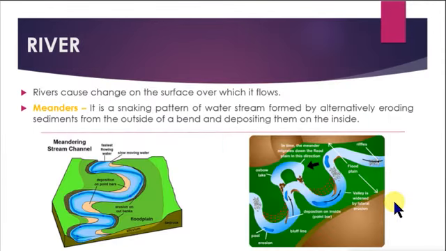Now, let me see how rivers cause change on the surface over which they flow. Meanders. It is a snaky pattern of water stream formed by alternately eroding sediments from the outside of a bend and depositing them on the inside.